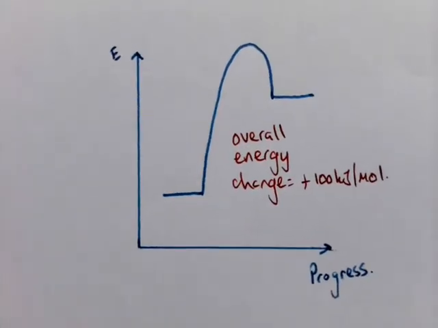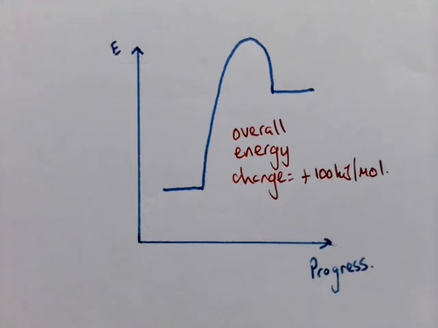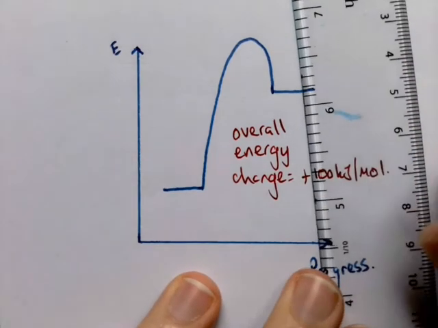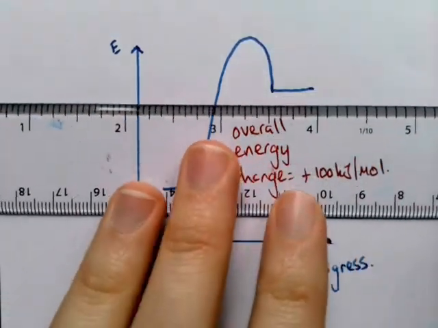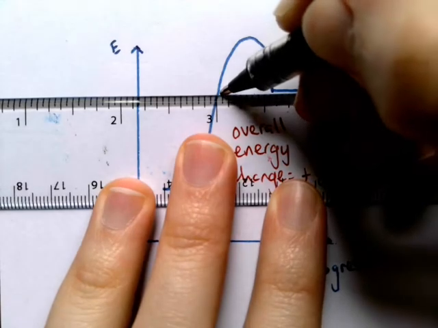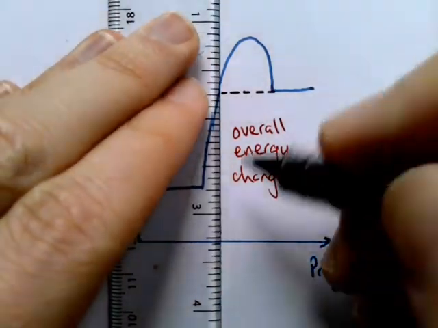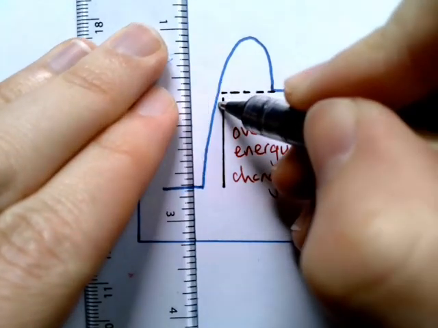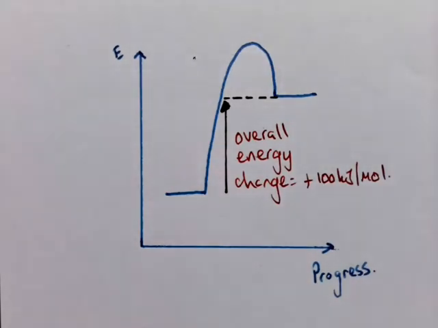Next. Obviously, there should be arrows. You can't just write overall energy change plus 100 kilojoules per mole. You need to have an arrow on there. So you would have to have, somewhere, I guess it doesn't really matter where it is, let's say if I bring that line out there, then I can draw in the overall energy change. Now that looks much better. And you can go ahead and draw the activation energy on it as well, if that's required.